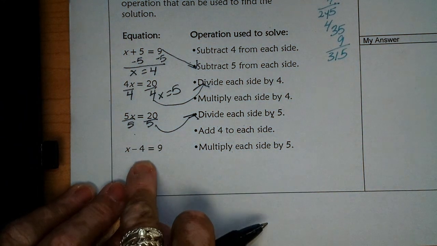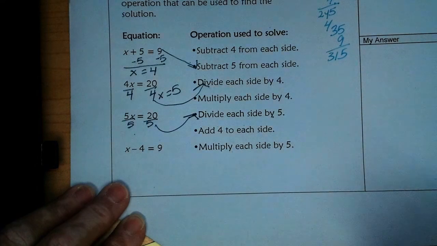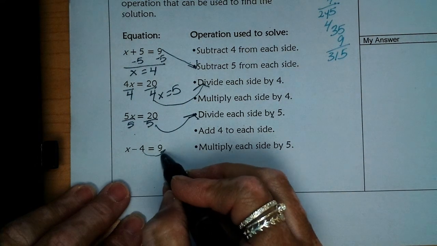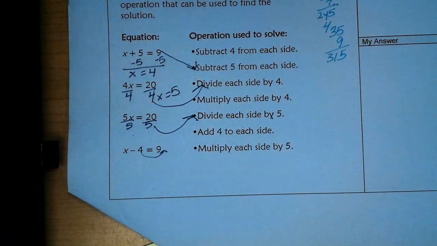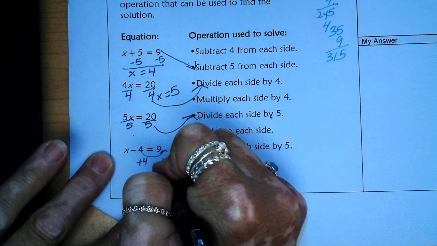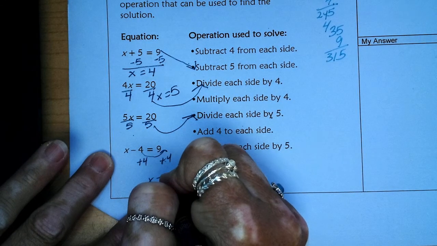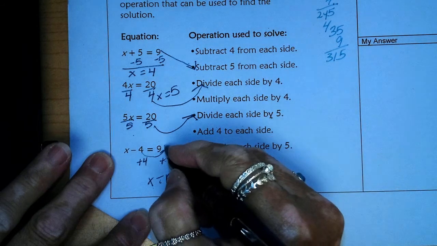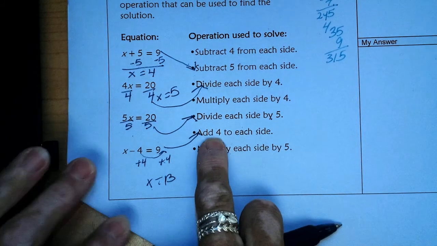Okay, what do I do here? How do I move this over here? You add. Yeah, so I would add 4. So x would be 13. So add 4. It goes to this one right here.